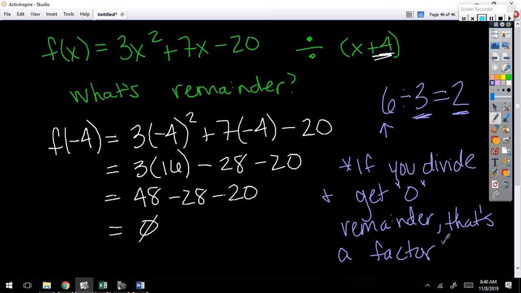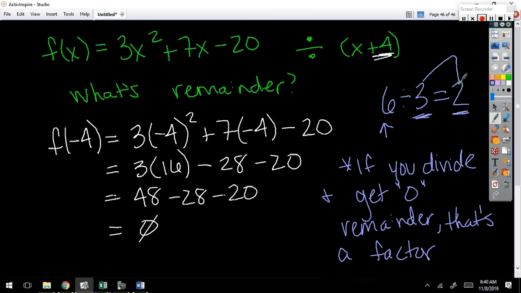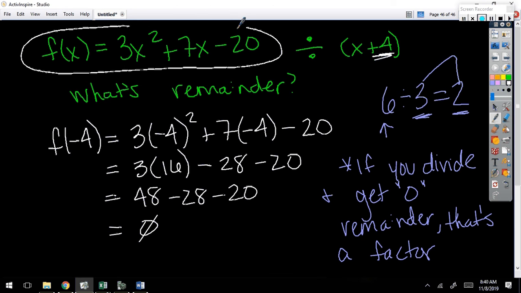Factors multiply together to give you what you started with. I could take 3 times 2, which are factors of 6, and multiply them together to get back to 6. So let's think about what this means. If I have this f of x, I divide it by x plus 4, and I get no remainder, that means x plus 4 is a factor of the polynomial.